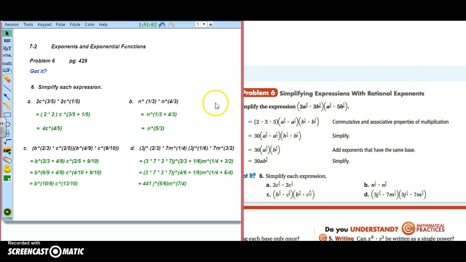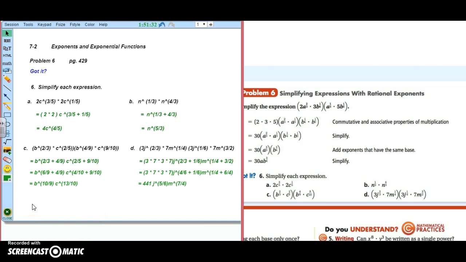Part B says n to the 1/3 times n to the 4/3. No coefficients to worry about. They're both n's for bases. So we're just going to add the 1/3 and the 4/3, which gives you n to the 5/3. And even though they're improper fractions, you can just leave it as a fraction. Remember that the numerator means power and the denominator means root. So they're two different things.